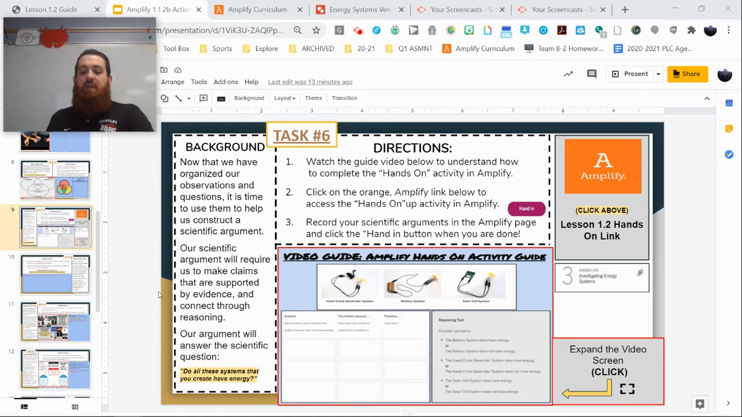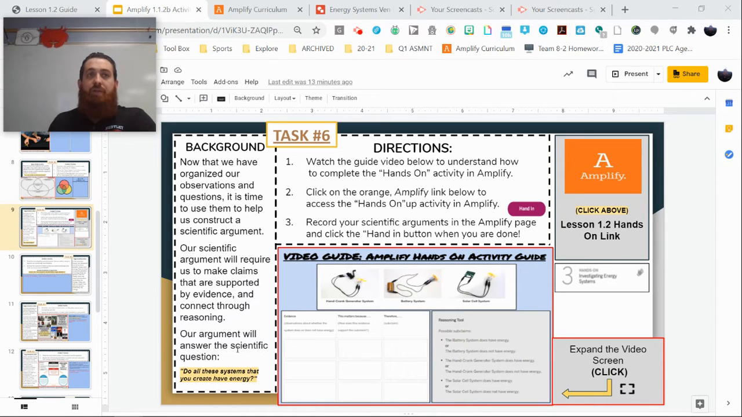So before we get into that, let's first start by, what got us here in the first place? Up to now, you guys have been collecting observations about our different systems that were created, and hopefully you've been able to identify that we have 3 specific systems. We have our hand crank system, our battery system, and our solar cell system. And at this point, you've collected evidence that is going to help us answer our big scientific question: do all these systems that you've created have energy?